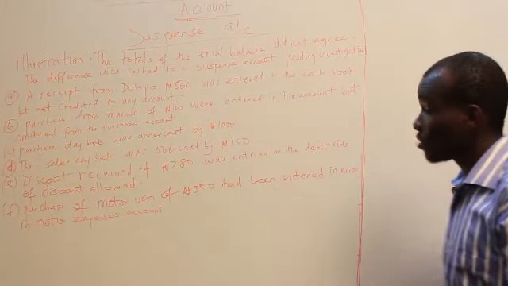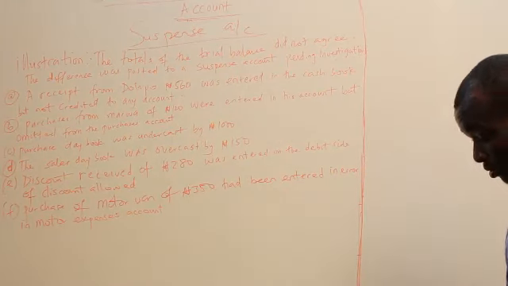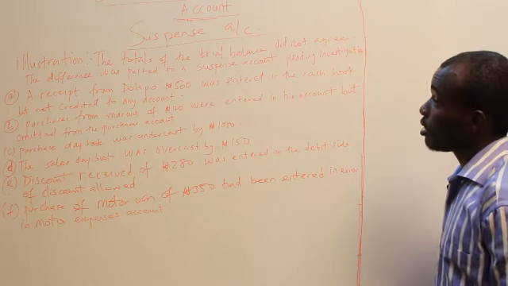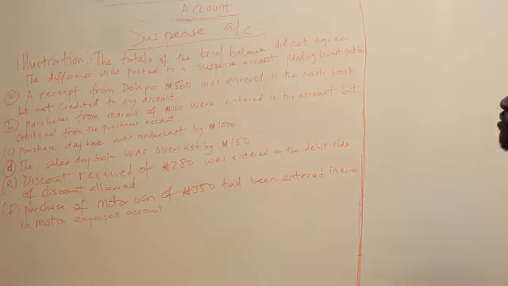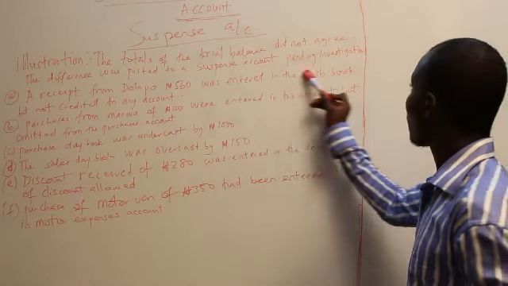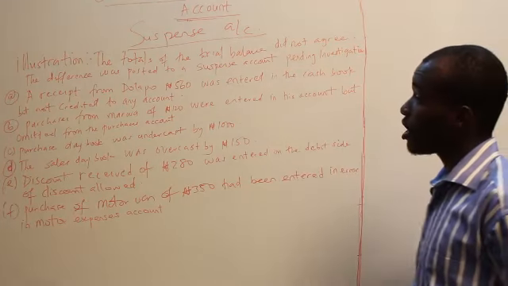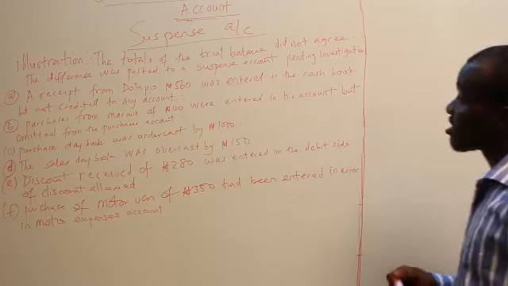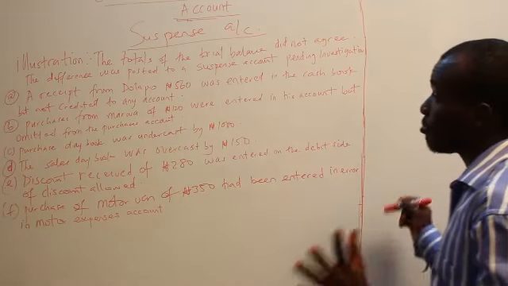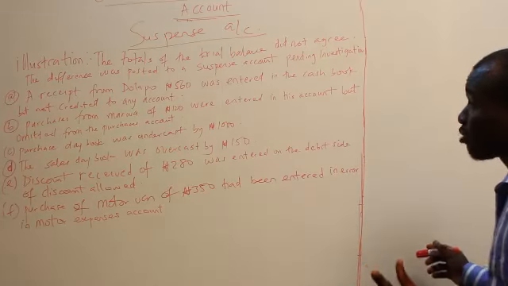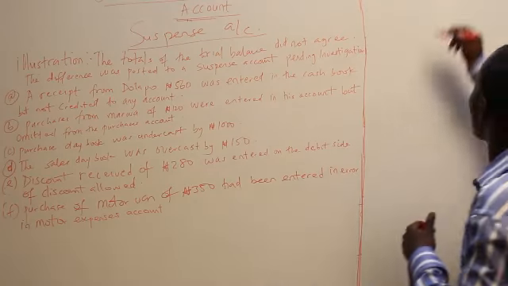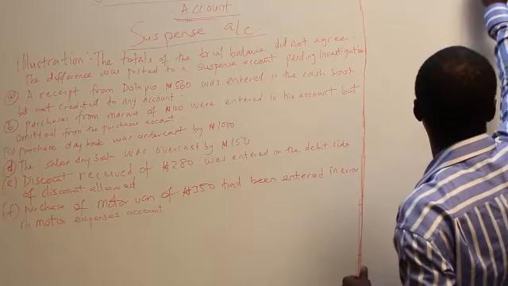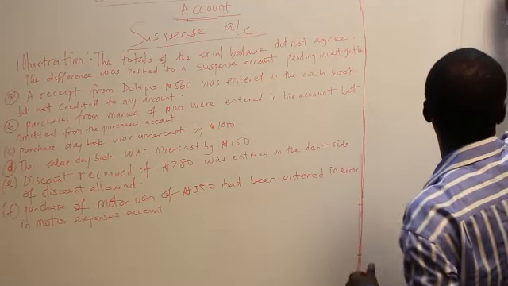Okay, we have an illustration on the suspense account. It goes thus: the total of the trial balance did not agree. The difference was posted to a suspense account pending investigation. A, we have a receipt from Dolapo, 560 naira, which was entered in the cash book but not credited to any account. So let's open the suspense account. We have the debit and we have the credit.